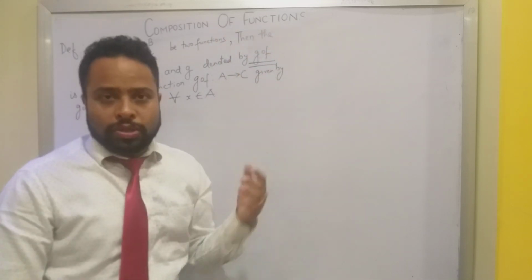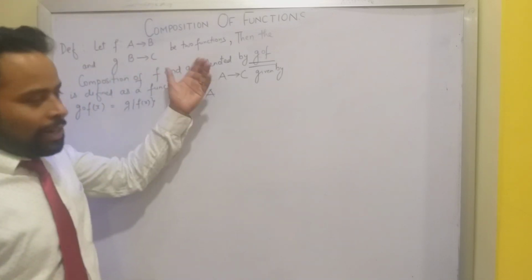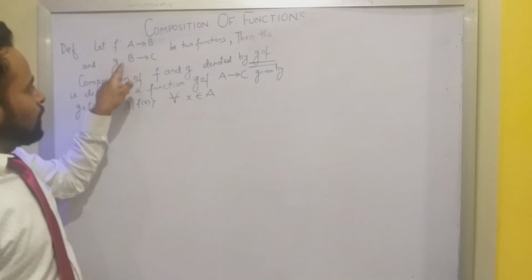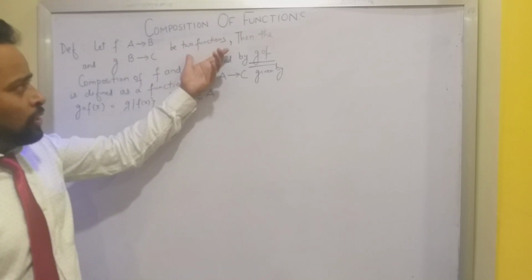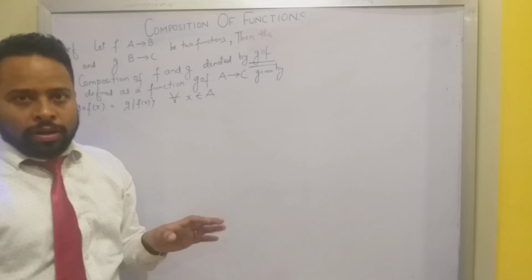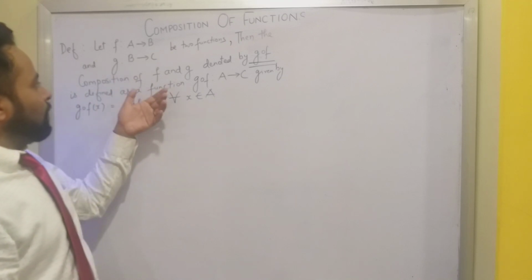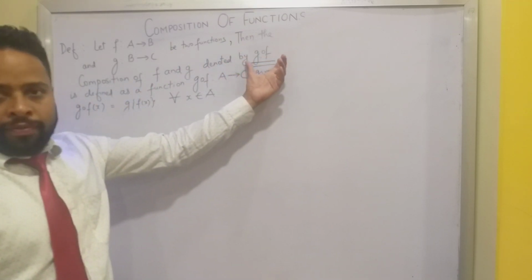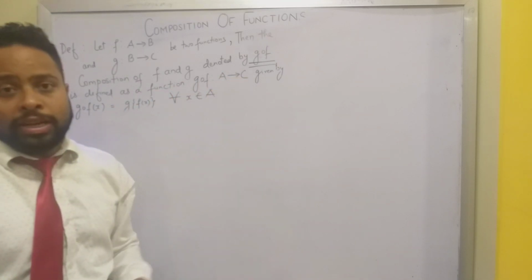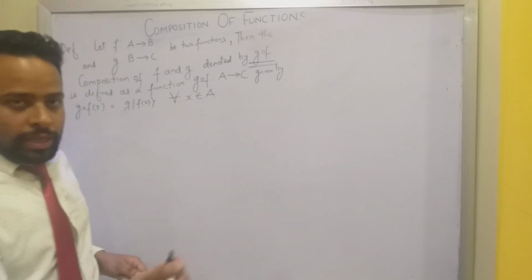The definition of composition of functions is given in the NCERT book, which I have exactly copied here. f is a function from A to B and g is a function from B to C. Then the composition of f and g together is not addition or multiplication; it is f with respect to g or g with respect to f. It is denoted by gof and is defined as a function from A to C. By reading the definition, it's difficult to understand, but see how it looks.